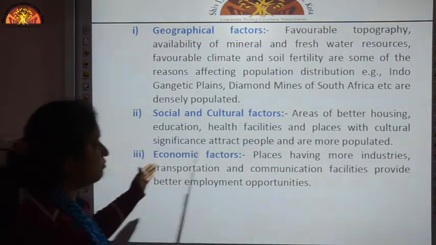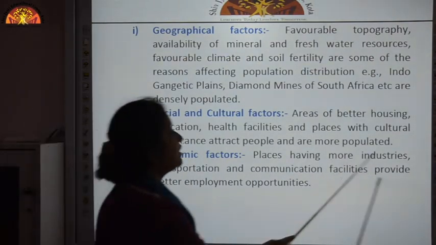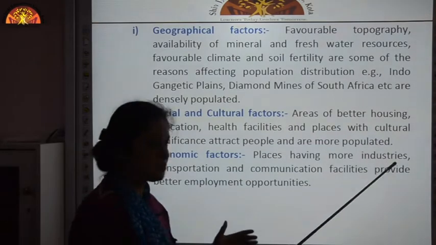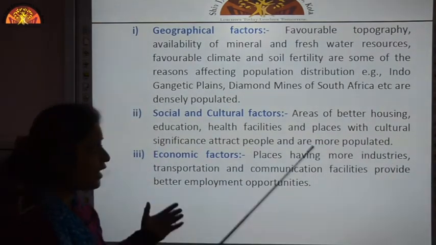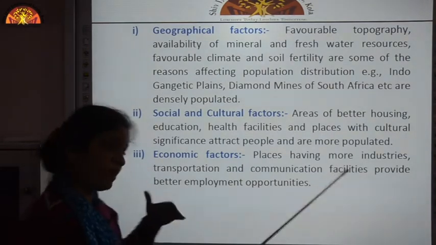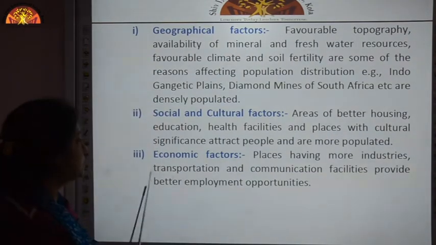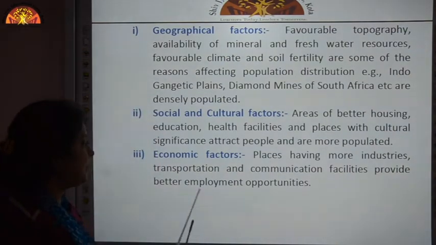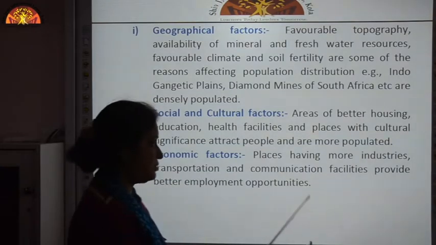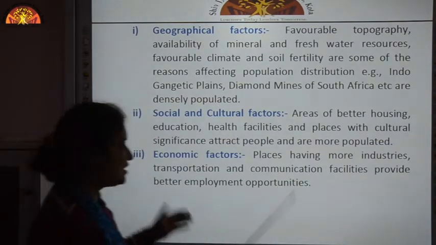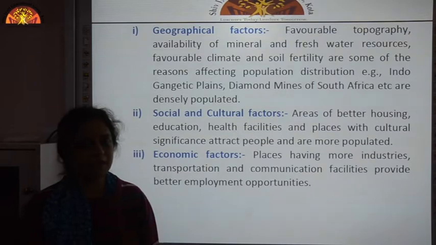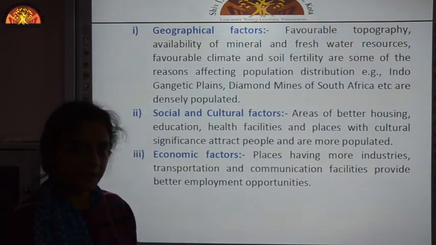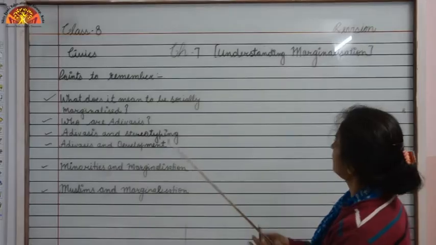Third factor, economic factor. Places having more industries, जहाँ पर बहुत ज़्यादा industries होंगी, that will give a source of livelihood, earning to the people, and people would prefer to live in that places only. Transportation and communication facilities provide better employment opportunities. So people would prefer to live in the places where they could get better employment opportunities. So we finish our chapter here. Read it carefully.